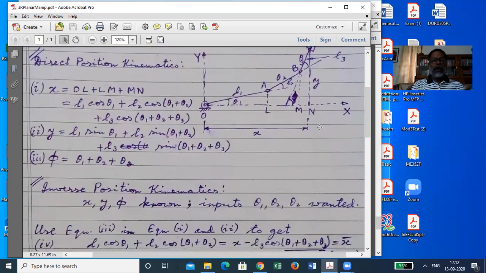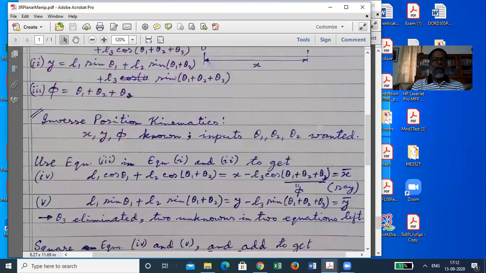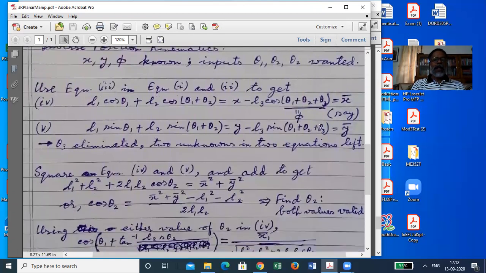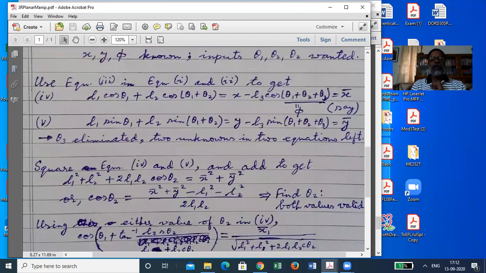Okay. So now you have got theta 2. Actually, you have got two values. Typically, two values. In a completely straight position, it will be only one value. Okay. Completely elongated or completely folded. In the case of 0 or pi, it would be the same value. Only one value in both cases.